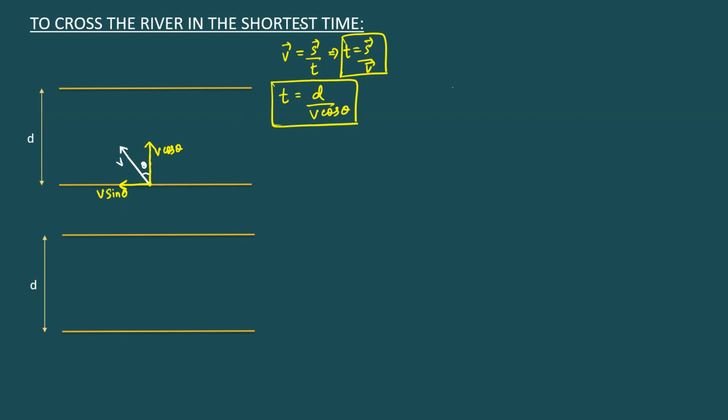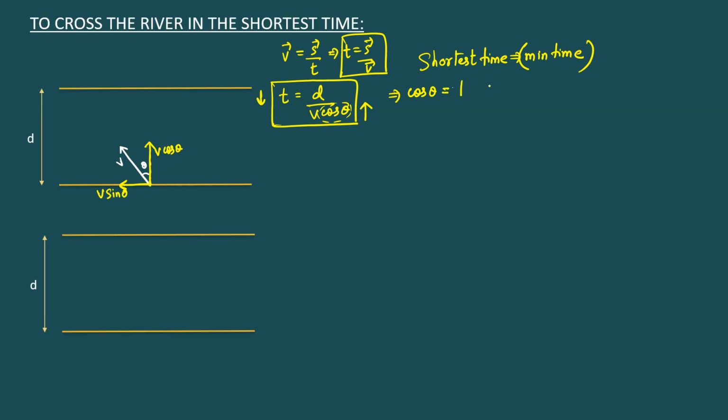Now here the question tells that he has to cross the river in the shortest time. Shortest time means what, people? Shortest time means minimum time. And if time has to be minimum, then this denominator should be maximum, because they are inversely related. This implies cos theta must be maximum, and the maximum value of cos function is 1.